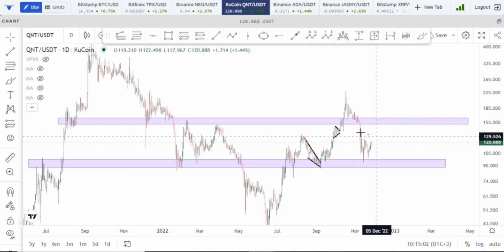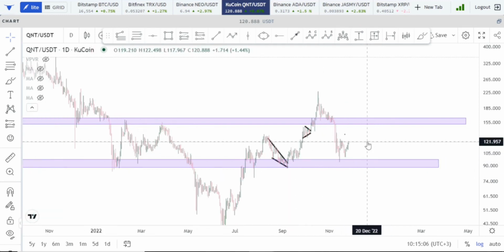Whatever is happening in between here probably doesn't mean anything in terms of whether we are in a bullish or a bearish mode on the Quant price chart. Actually, this zone is usually called the dumb money zone. It's a very offensive term, but anyway, it is what it is.